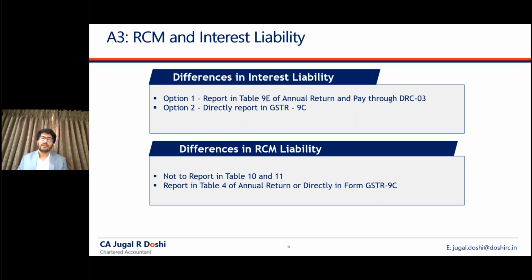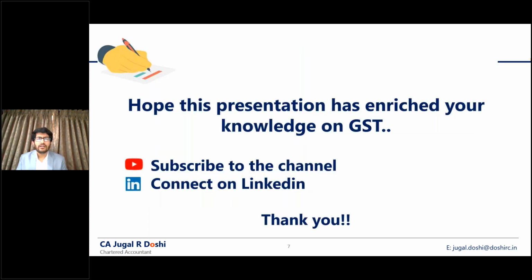I have two options. Either I would report the same in table 4 of annual return, or I would directly report the same in GSTR 9C. Similarly, for interest liability, if there is any difference, I can report it through table 9E of annual return or directly through GSTR 9C. I hope, friends, I have been able to clear this concept of how to report differences in annual return.